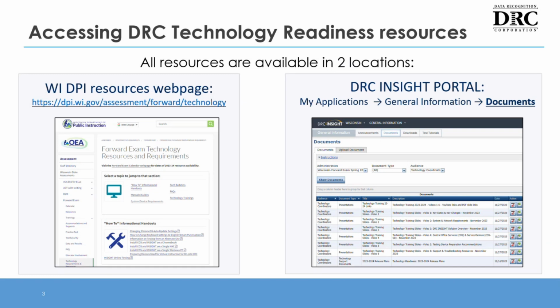The first location they are available is on DPI's Technology Resources and Requirements webpage, and they are organized very well there. The same documents are also available on the DRC Insight portal under General Information under the Documents tab, and you can filter the audience by technology coordinator in order to see the technology resources. Across all slides in this training, whenever resources are mentioned, these are the 2 places that you can find them.